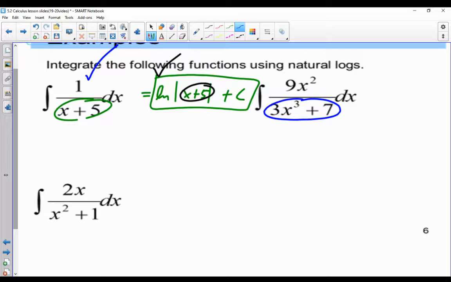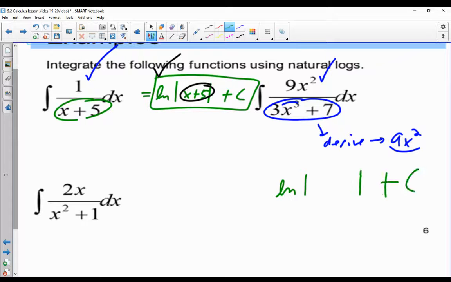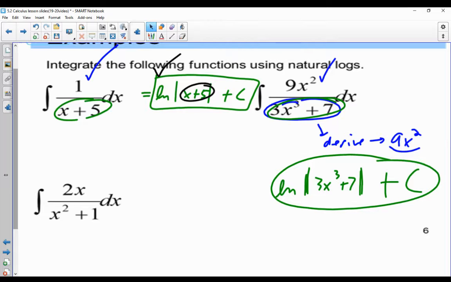Let's take a look at the bottom. Let's derive it. The derivative of 3x cubed, 3 times 3 is 9, and then it's going to be x squared, plus 7, the derivative is 0. So we just need 9x squared. Does it match the top? It sure does. So we know we can just write the answer as the natural log, plus c. Again, use absolute value bars, and what goes inside the absolute value bars is the bottom. So 3x cubed plus 7. Whoop, done. And of course, you can check that if you want.